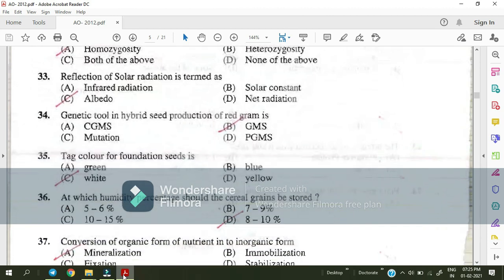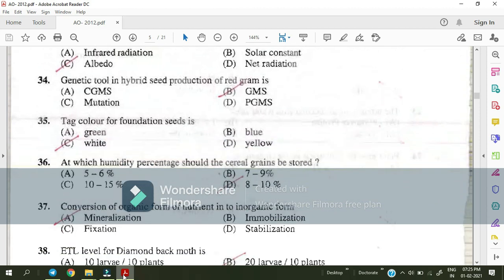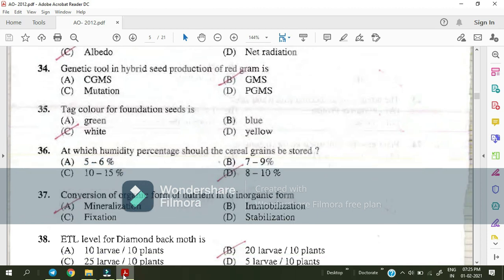36th question. At which humidity percentage should the seed grain be stored? 8 to 10%. 37th question. Conversion of organic form of nutrient into inorganic form is mineralization. Conversion of inorganic form of nutrient to organic form is nothing but immobilization.